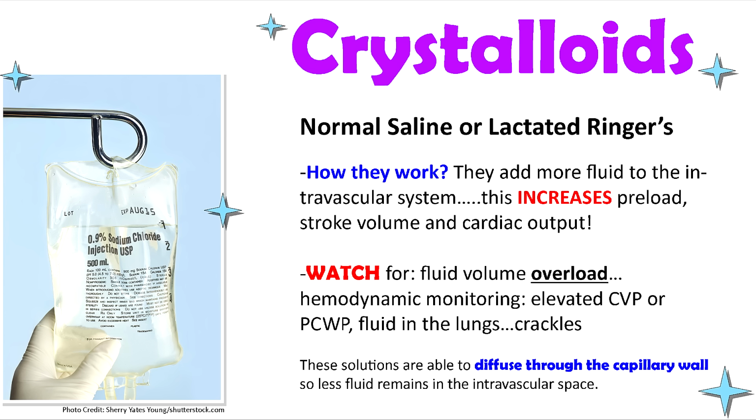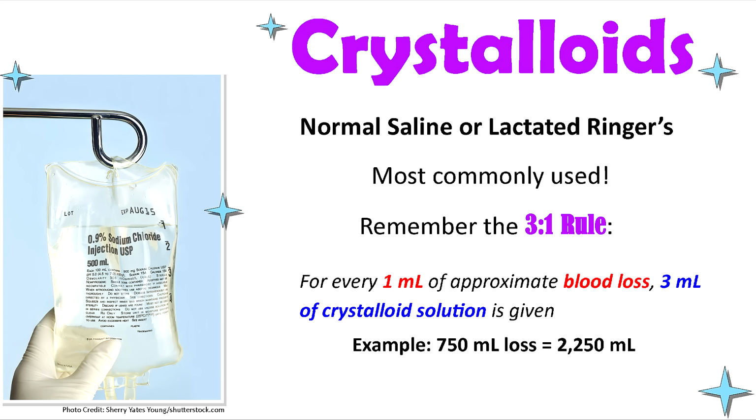And how they're given is by remembering the 3-to-1 rule. And what this rule says is for every mL of approximate blood loss, 3 mLs of a crystalloid solution is given. So let's say a patient has lost 750 mLs of blood. How much of a crystalloid solution would they give? Well, according to that rule, it would be 2,250 mLs because we're going to be giving 3 mLs of a crystalloid solution for every mL of blood lost.